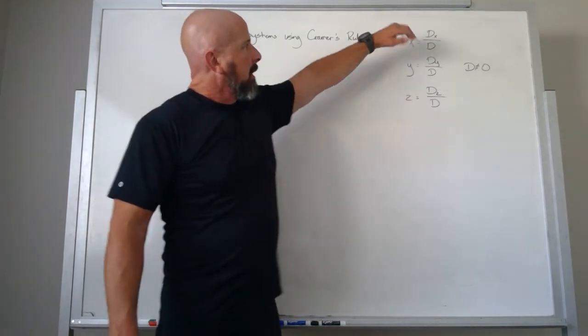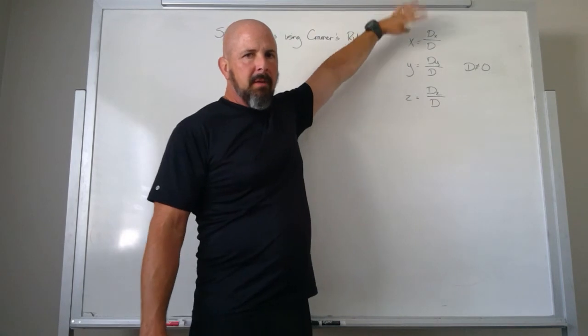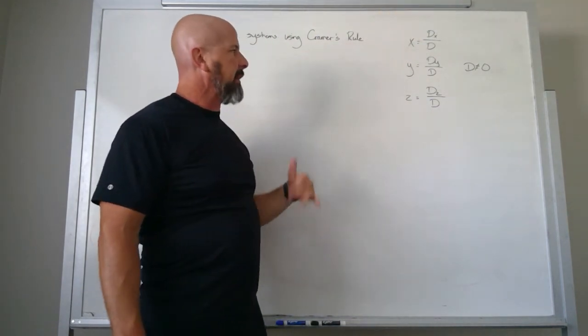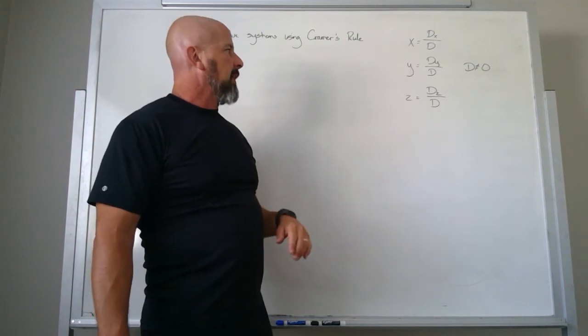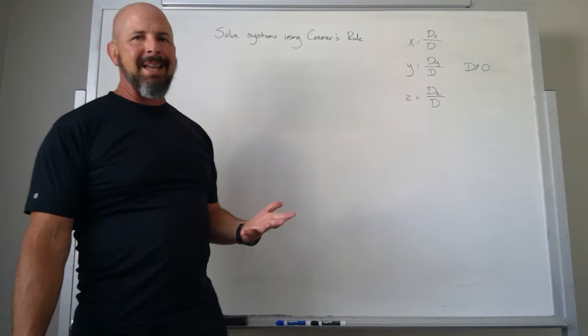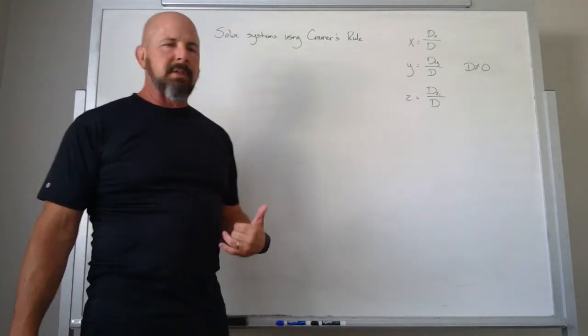x, d subscript of x, and we'll talk about that over d. y, d subscript of y over d. z, d subscript of z over d. Whatever variable we're solving for. If we're solving for a in a system, it would be d subscript of a over d.